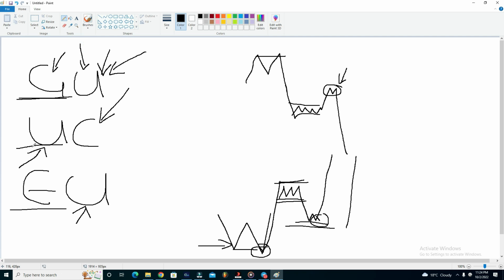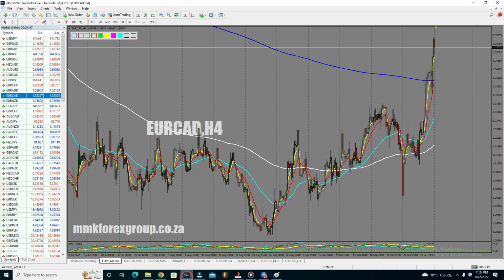If it's USD/CHF, we are selling the dollar and then buying CHF. If it's EUR/USD, we are buying the euro and selling the dollar. So this is just something you can use to make better trading decisions.